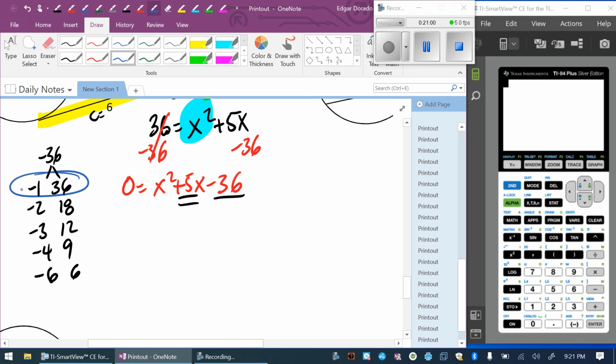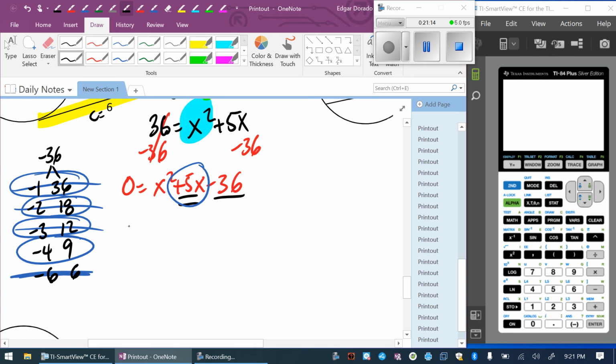Negative 1 plus 36 is 35, not even close. I want 5. Negative 2 plus 18, that's 16, no good. Negative 3 plus 12 is 9, no good. Negative 4 plus 9 is actually 5. It's exactly what I wanted, okay? So my two factors are going to be x minus 4 and x plus 9.